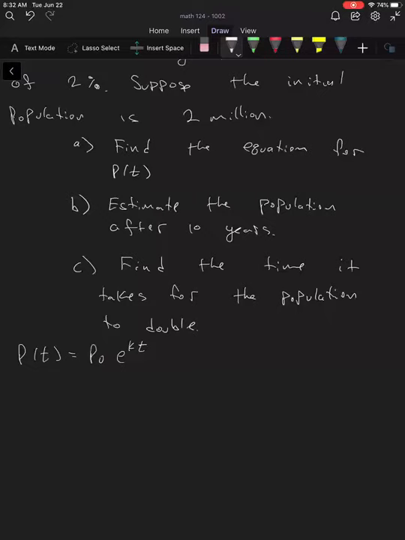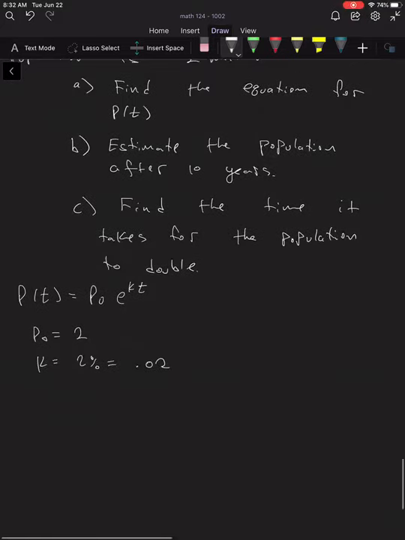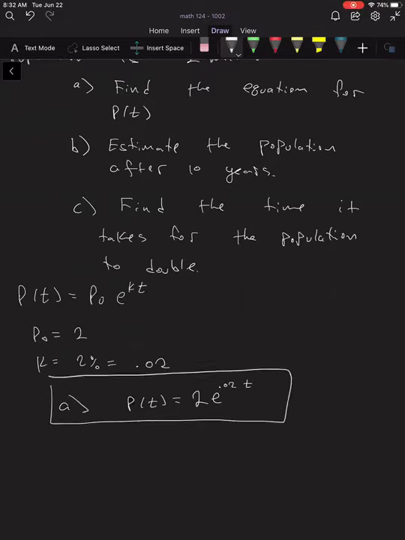P naught is given to us in this problem. It says the initial population is 2 million. The growth constant was also given to us as 2%, which means 0.02. So for part A, our formula is P of t is equal to P naught, which is just 2, and then e to the k, which is 0.02 times t. This is going to be our formula for P of t.